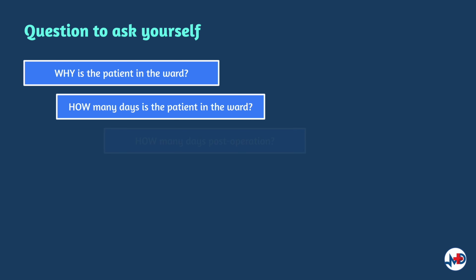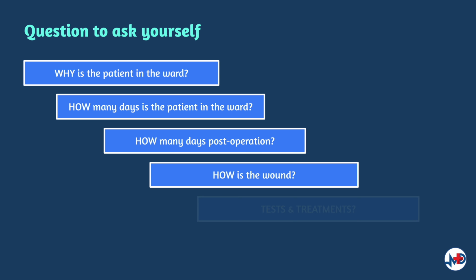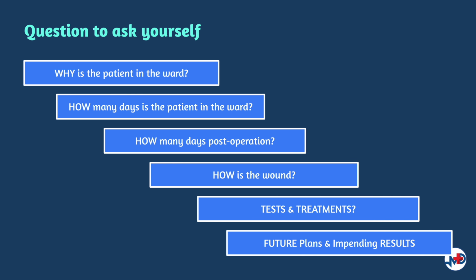These are some tips to speed up your understanding on the case before you begin your review. Ask yourself, why is the patient in the ward? Remember to know their diagnosis, for example, the side of the injury, left or right, location, anterior, posterior, medial or lateral. Next is, how many days is the patient in so far? You must know the day of admission.